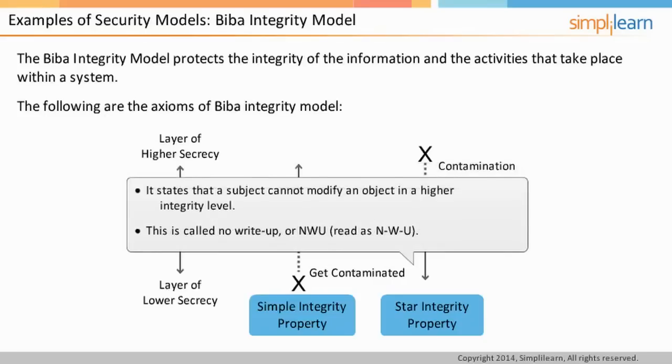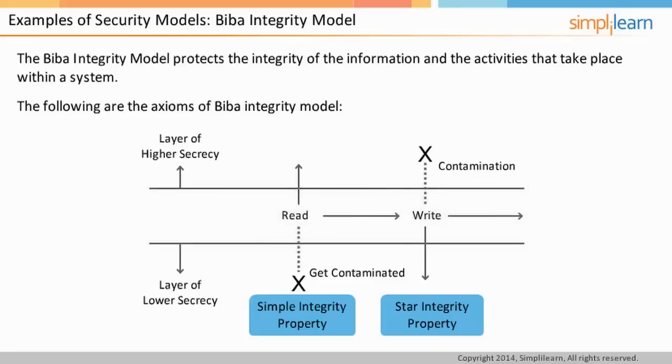The star integrity axiom states that a subject cannot modify an object at a higher integrity level. This is called no write-up or NWU. For example, a diplomat can write procedures to be read by common citizens, but cannot write procedures to be read by the president.